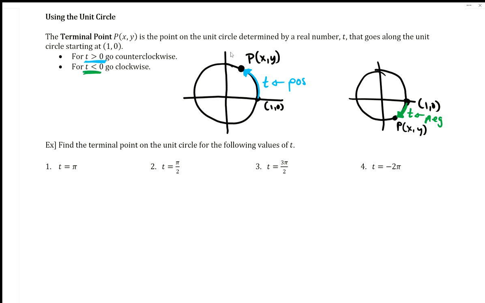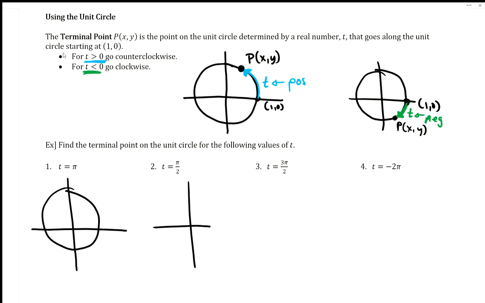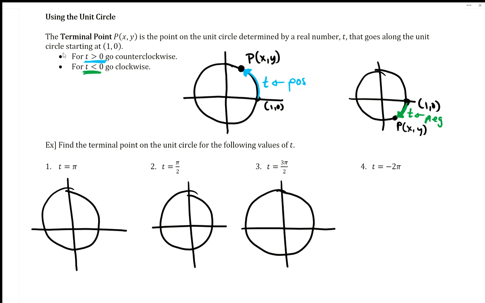All right, so on this, we're just going to sketch some easy ones. We're going to find the terminal point on the unit circle for the following values of t. So let's just get our unit circle drawn out. I'm going to go ahead and draw all 4 the best I can. Sometimes it's a little tough on the computer drawing these circles, but I'm just drawing our unit circles, there we go, for each of the 4 problems.